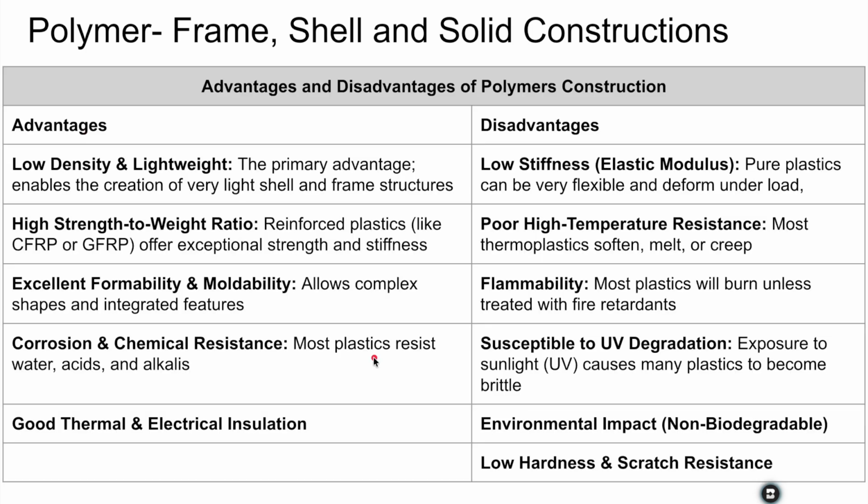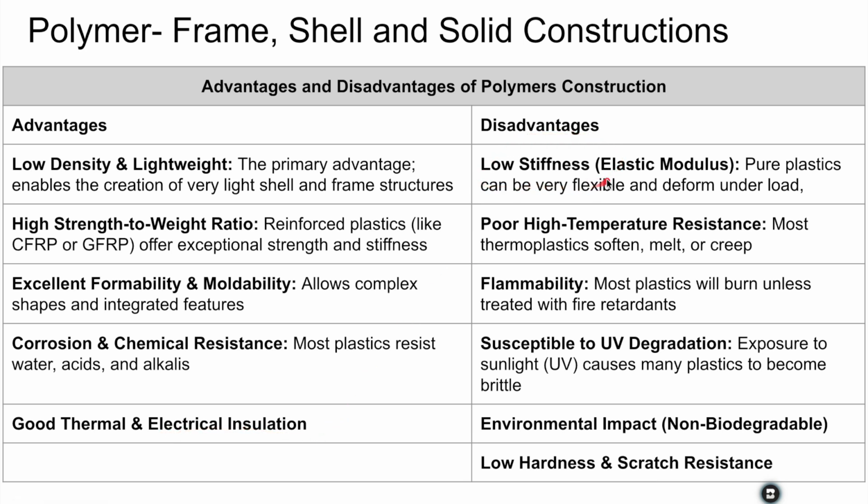Some advantages and disadvantages of using polymers. Some advantages: it's low density and lightweight. So this is its primary advantage. This is why we use it, for instance, in things like water bottles and stuff like that, because it's much lighter to ship around compared to, say, glass bottles. It has a high strength to weight ratio. It's excellent at being formed and molded. It's corrosion and chemical resistant, and they have good thermal and electrical insulation properties.